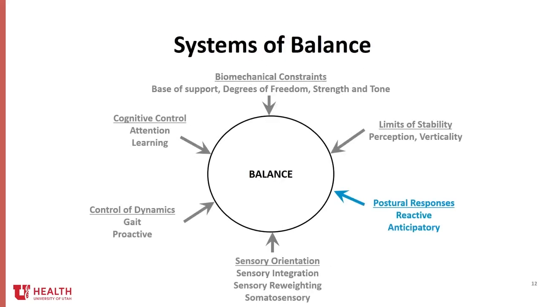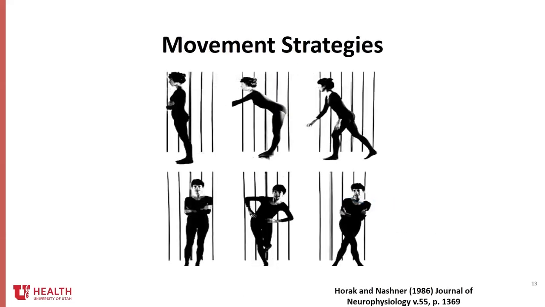Another system of balance is our postural responses. We can think of postural responses as both being reactive and anticipatory. These include things such as movement strategies. You can think about this as how you would respond to a loss of balance, or how you would respond to a swaying or moving platform. There are 3 different movement strategies.